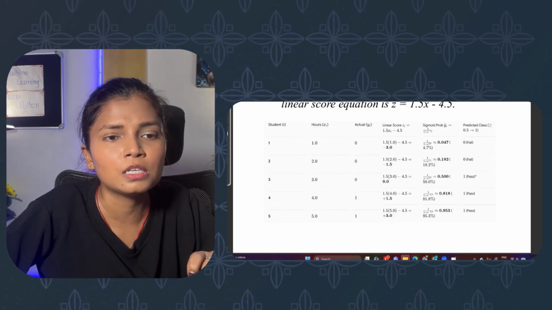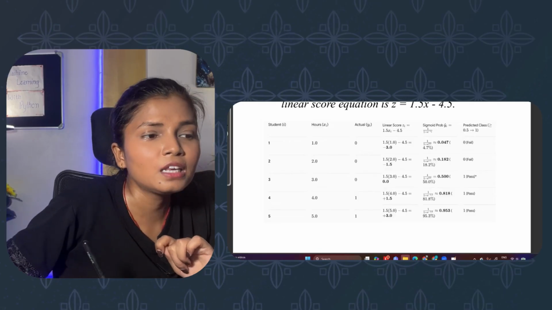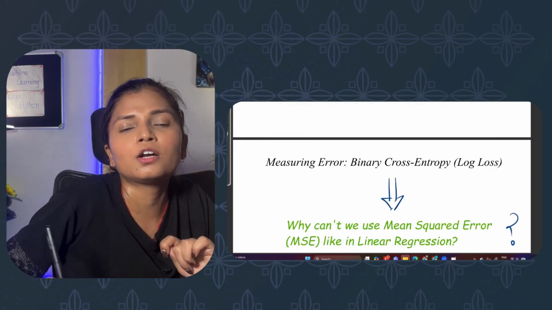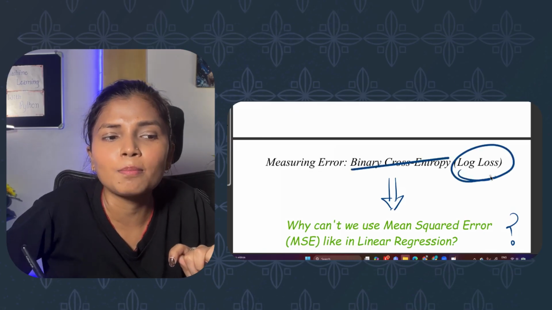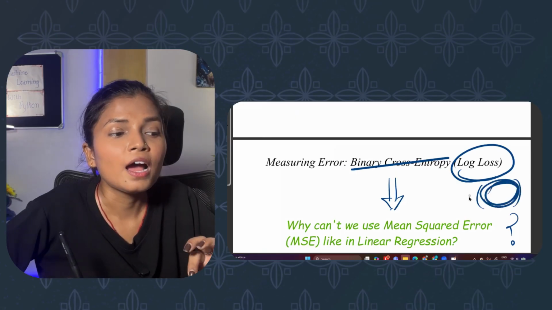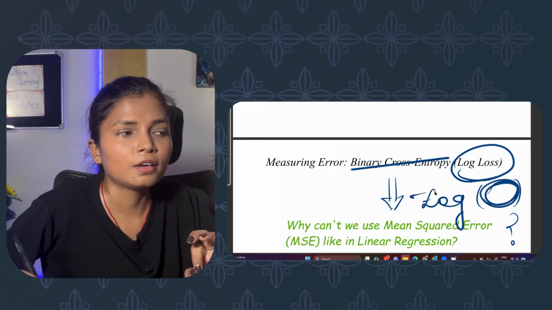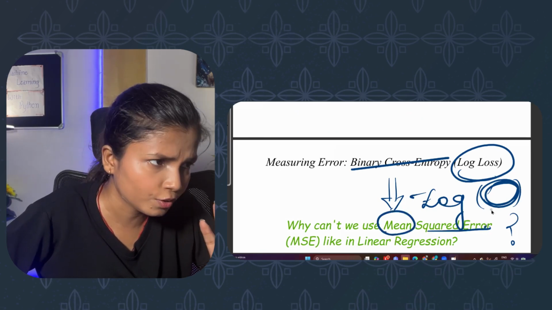What we do in this case is use binary cross entropy. What is binary cross entropy? You can even call it log loss. Whatever your loss is, apply log onto it. Now, why are we not using mean squared error? There are so many reasons for that. I'm going to give you 3 for now.